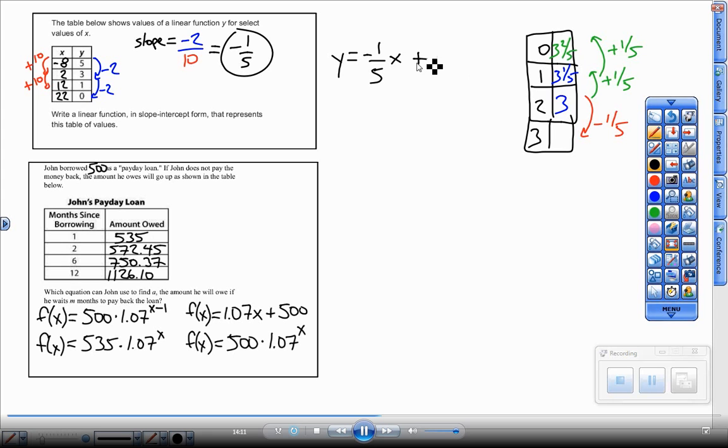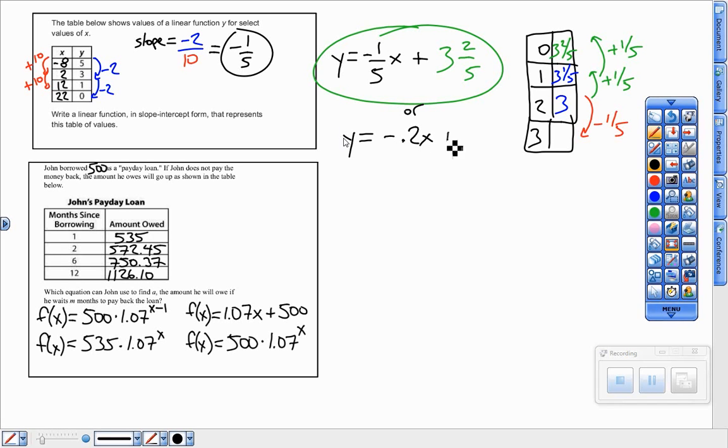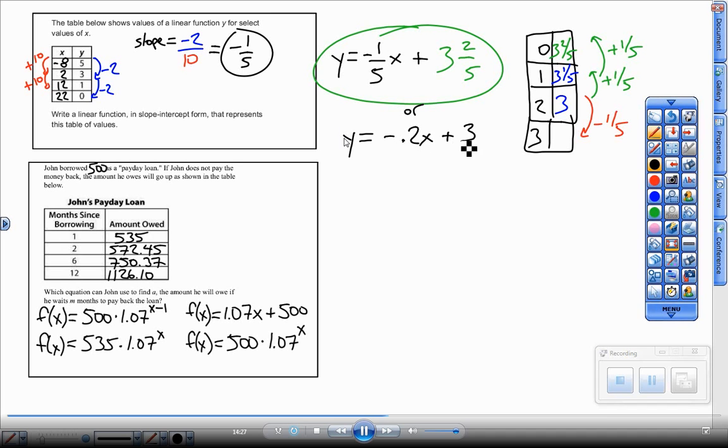If you write that as a fraction, I'll take it for full credit. If you change this equation to decimal form, I'll give you credit for that. This is y equals -0.2x plus 3.4.